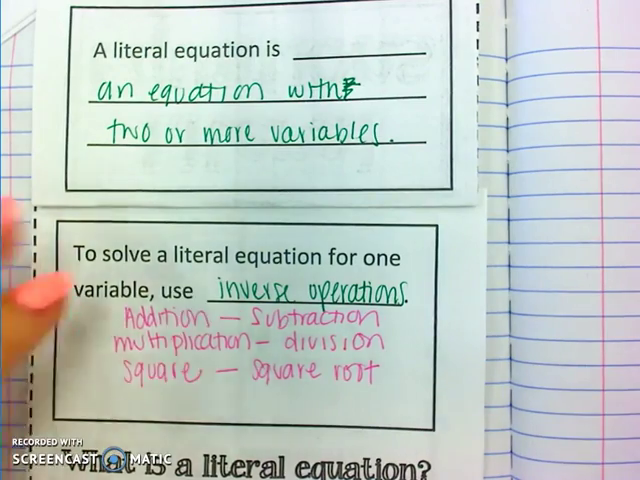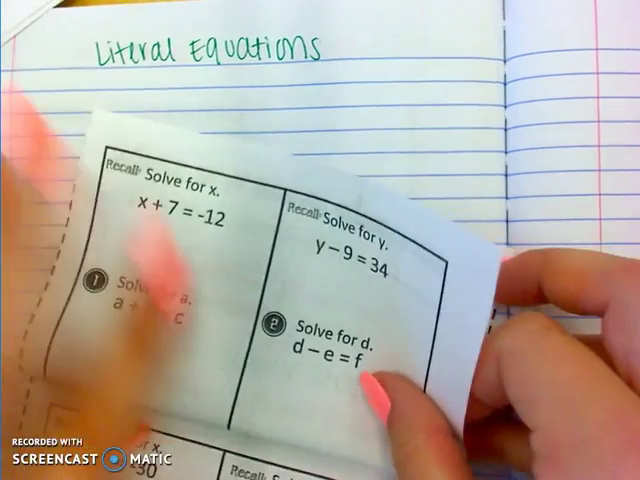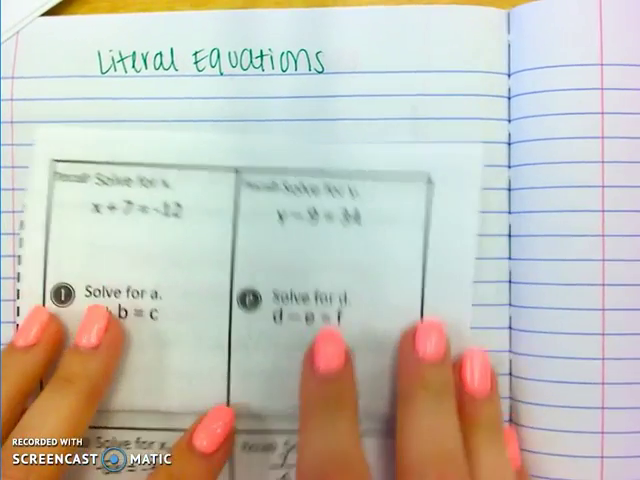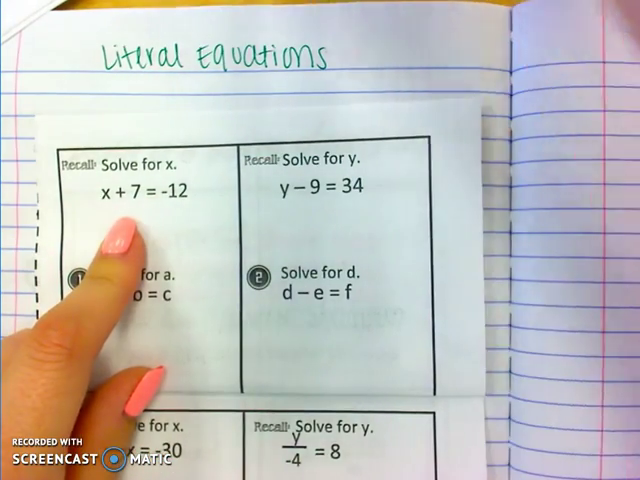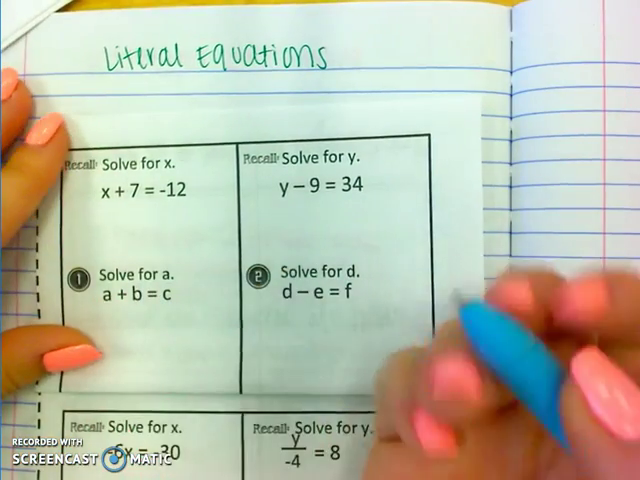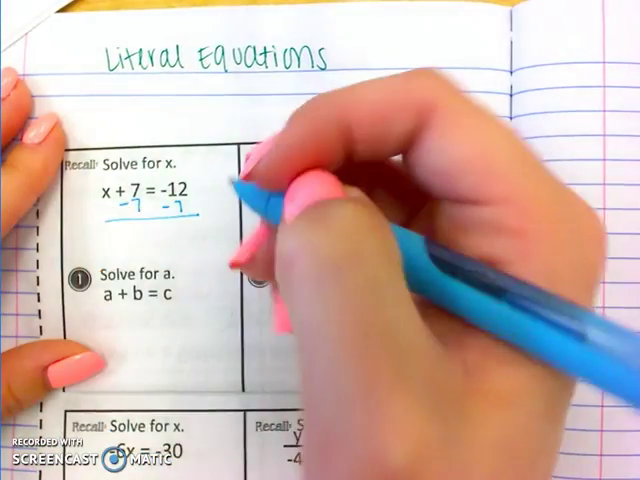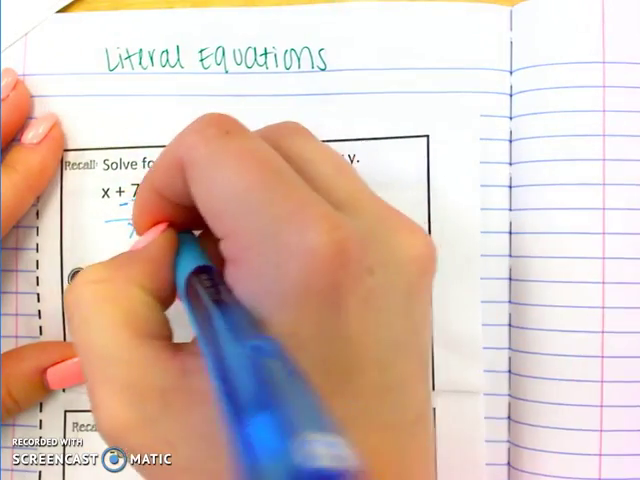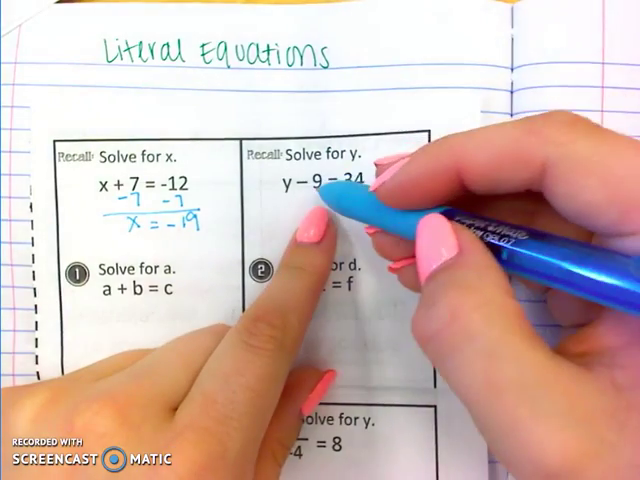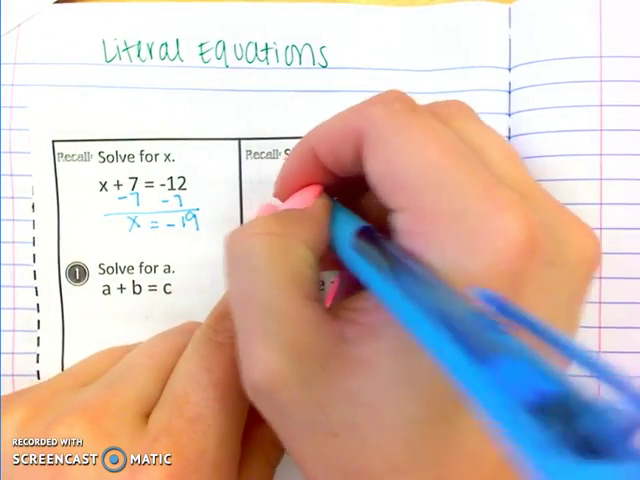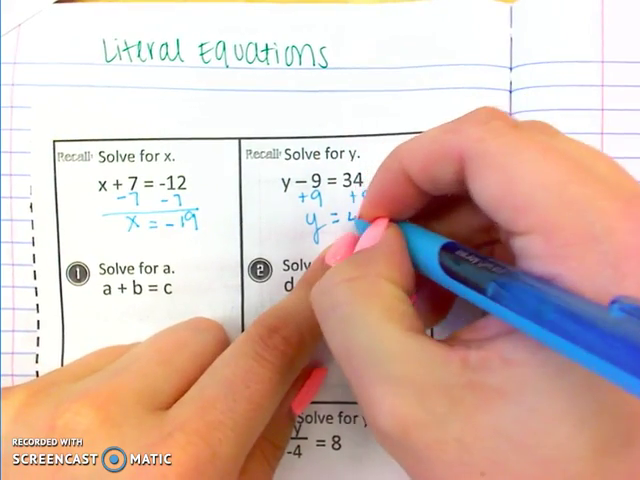Okay? All right, so then let's start solving one-step equations. So typically, we can recall that if we had x plus 7 equaled negative 12, the inverse would be to get rid of this right here, so subtracting 7. So x equals negative 19. Or if I had a subtraction, I would add 9 to get rid of it. Y then would be equal to 43.